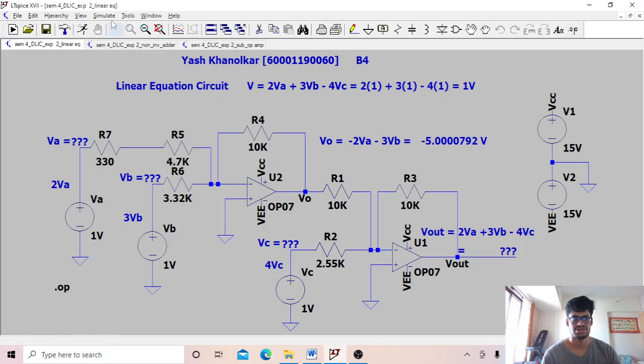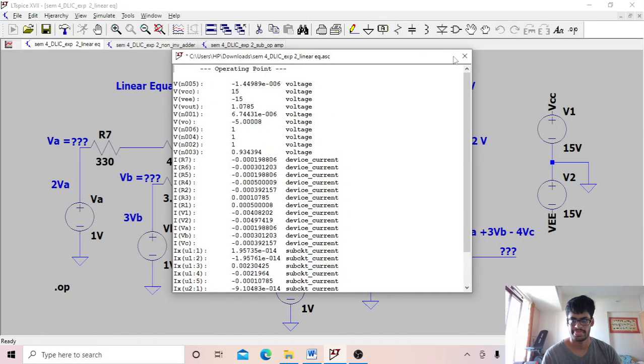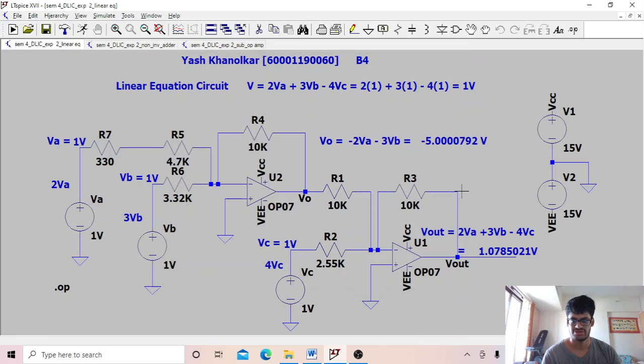Now we will just run this circuit. So we can see that the answer is almost 1.078, which is very close to our answer. So the circuit is running perfectly. Now this circuit also you can do the same as in the previous two circuits. You can check with LM741, you can check with TL081, you can make the modifications, you can give the DC voltages, and you can find the values.